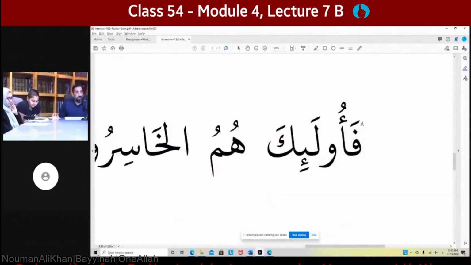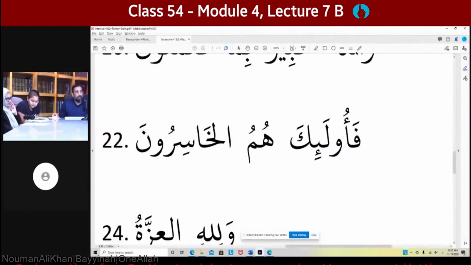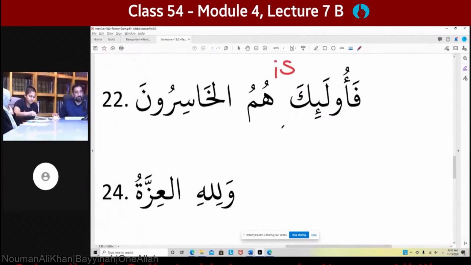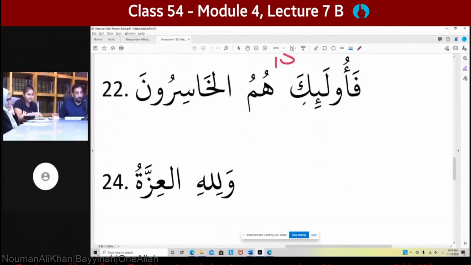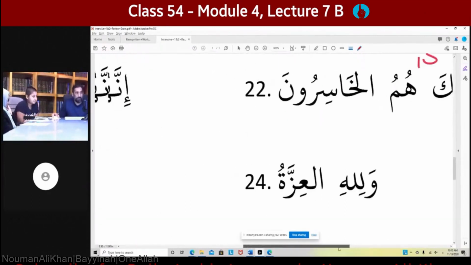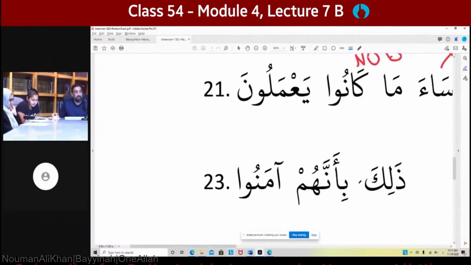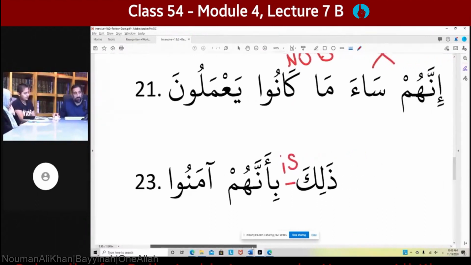This one's easier. فَأُولَٰئِكَ هُمُ الْخَاسِرُونَ. Ulaika is a pointer. If a pointer does not have al right after it, there's an "is" right after it. So we is good. Deeper look at how you translate that later on. Not yet. ذَلِكَ بِأَنَّهُمْ. Dhalika, which is a pointer, should have an al immediately after. If it doesn't, it has an "is."